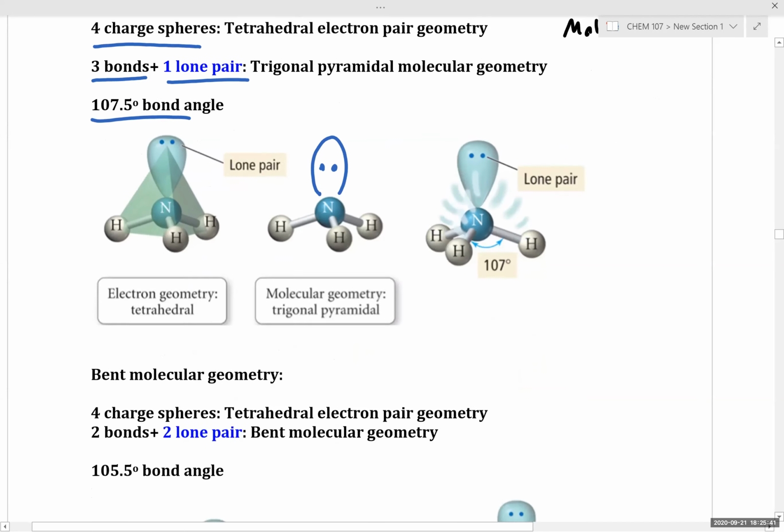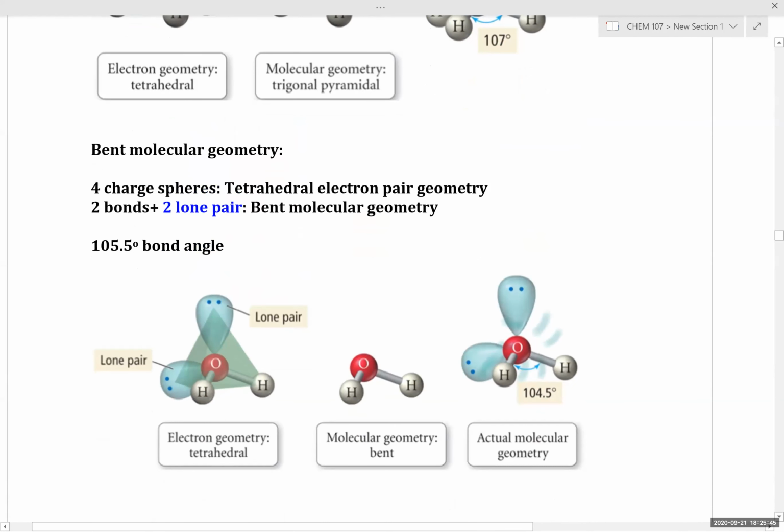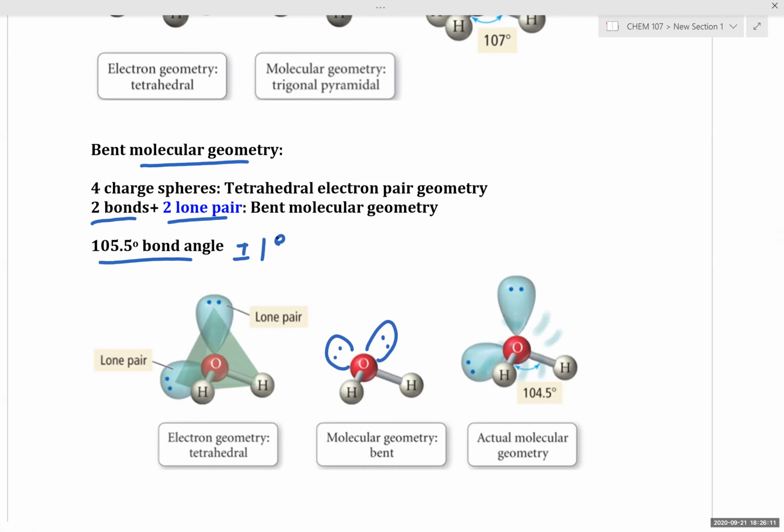Perfect. The next geometry we have to consider is the bent molecular geometry. It has two bonds and two lone pairs, as in water. We have a 105.5 degree bond angle. Note, there's going to be some variation, plus or minus 1 degree, depending on what book you're using and what molecule you're looking at. But in general, 105.5 degrees is your typical bent molecular geometry bond angle. Does that make sense to everyone?